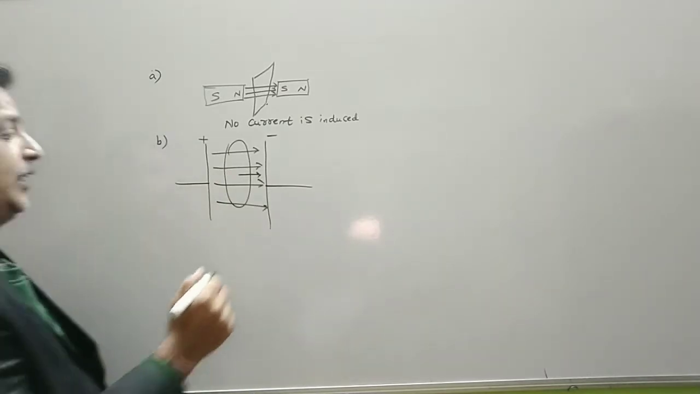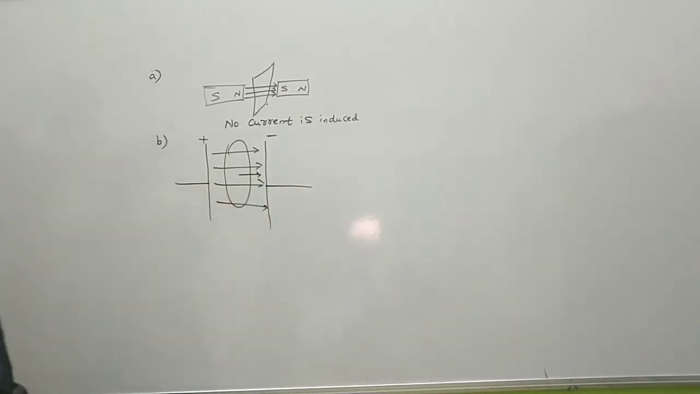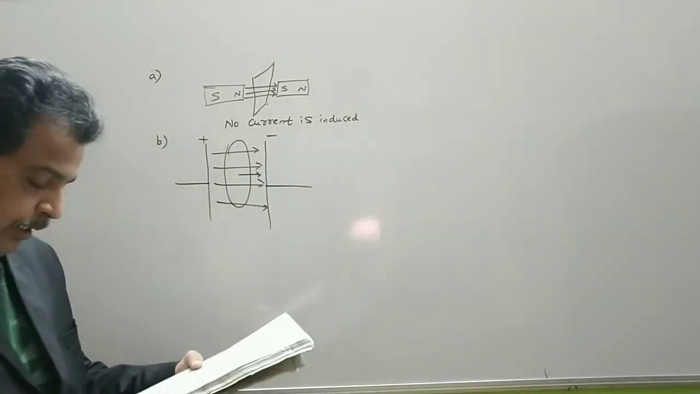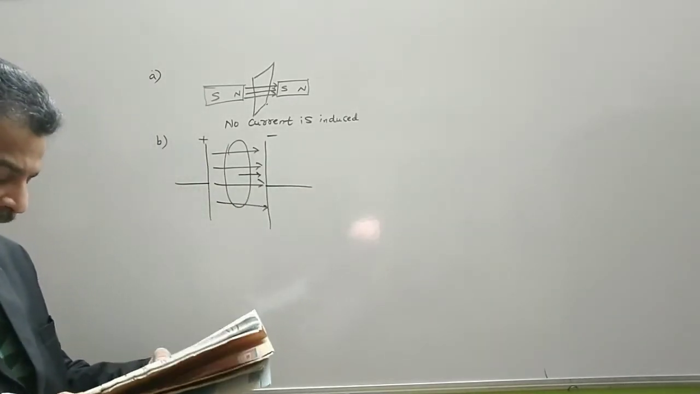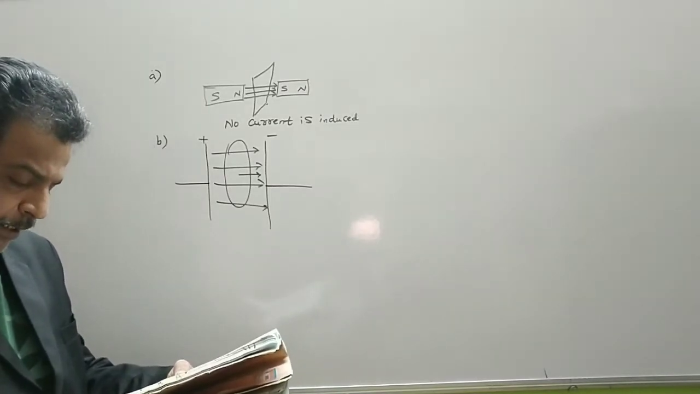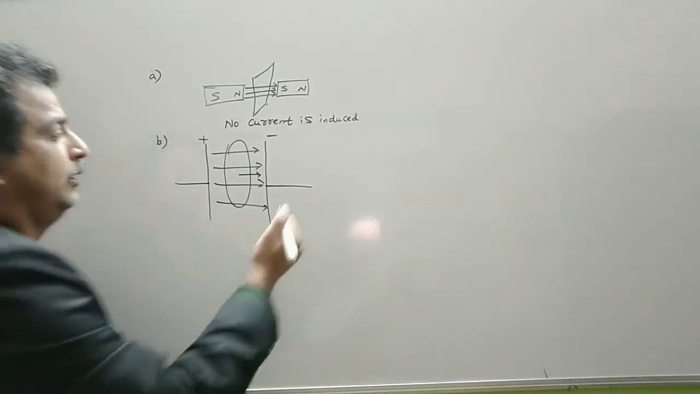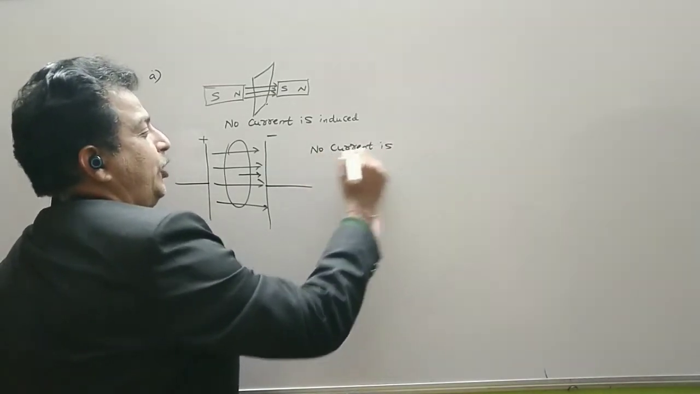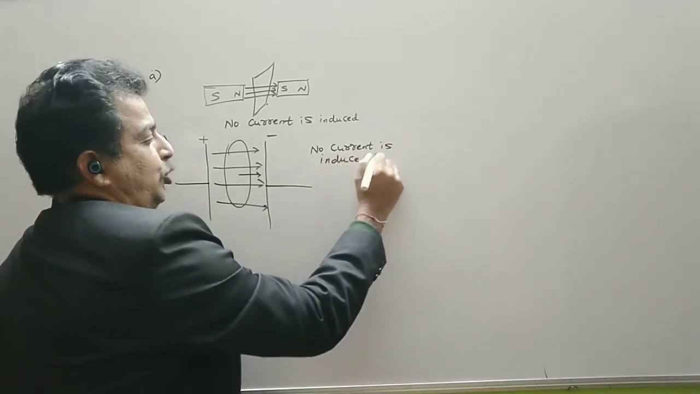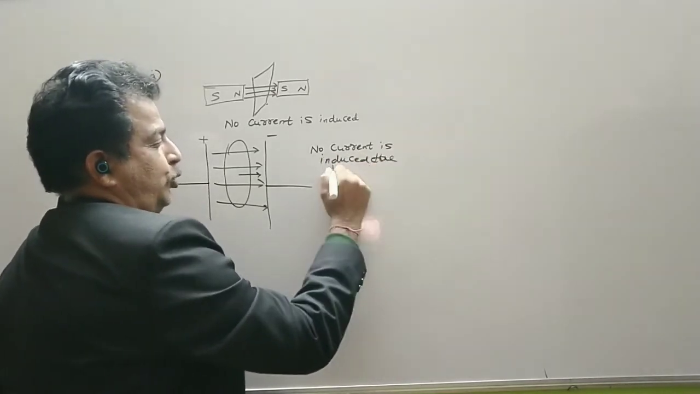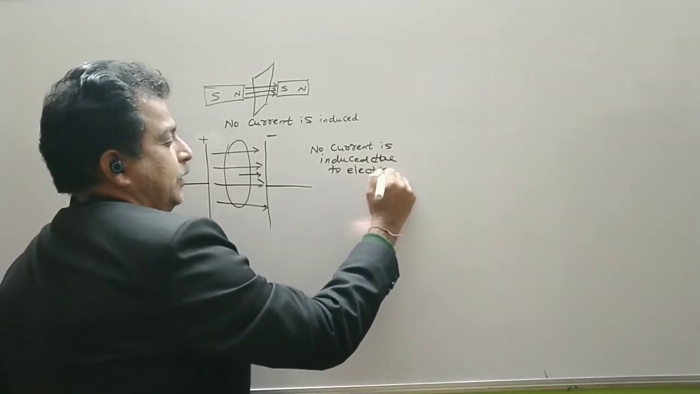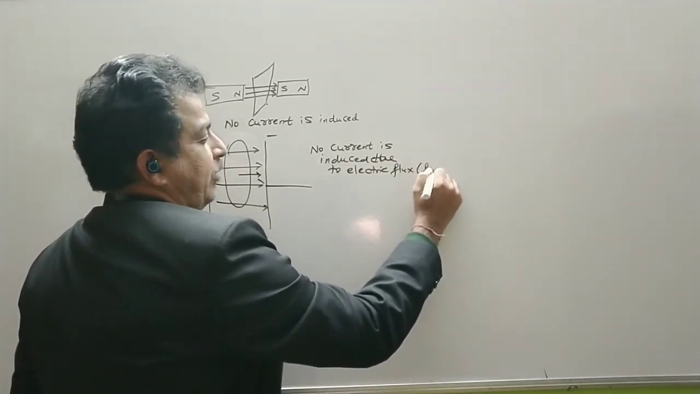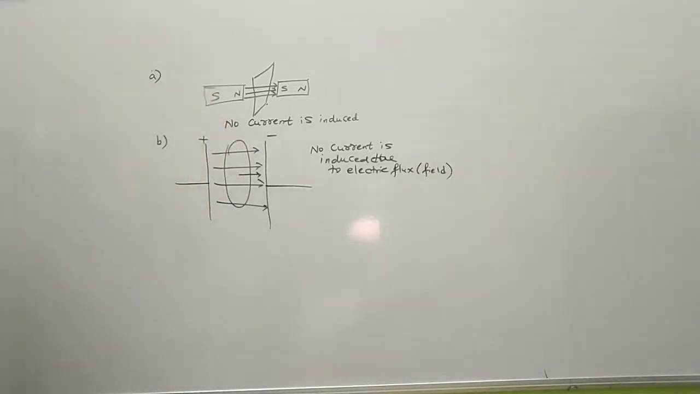It is fully inside the capacitor, or, in the second part they have given, it is partially inside the plates of the capacitor. Whether the EMF or the current is induced, we know that no current is induced due to electric flux or electric field. So for induction, the varying magnetic flux or varying magnetic field is required, not an electric field.